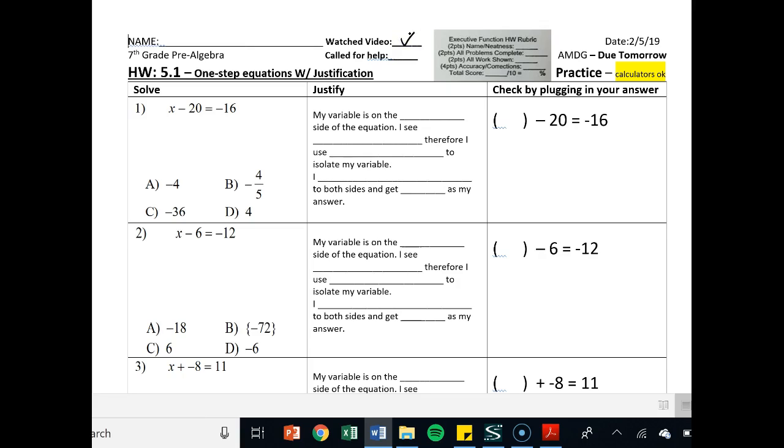Calculator's okay. Let's do tomorrow. All right, so we're going to do three things with just one problem. We're going to solve it, justify it, and check our answer by plugging in.